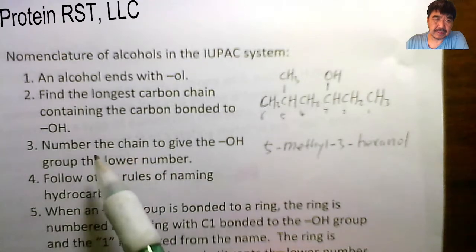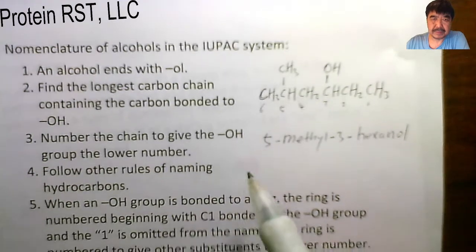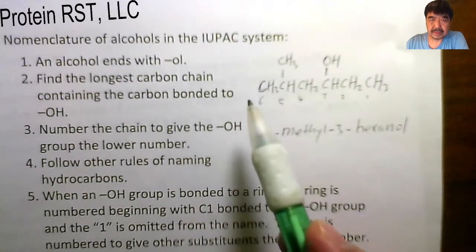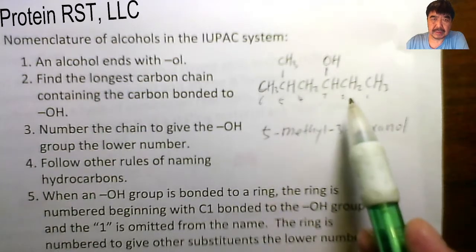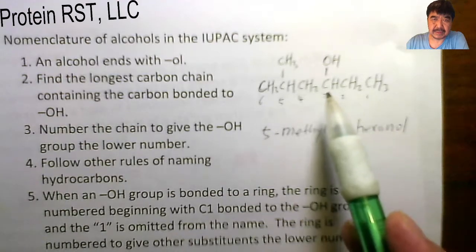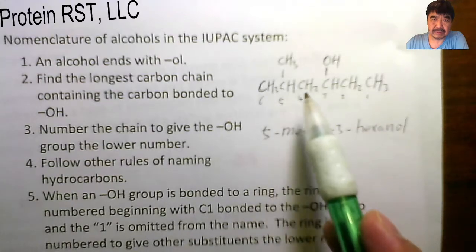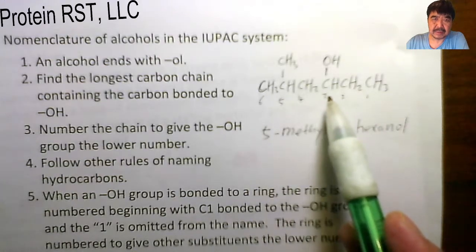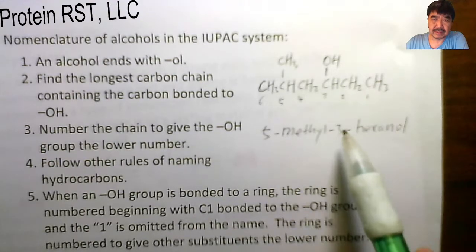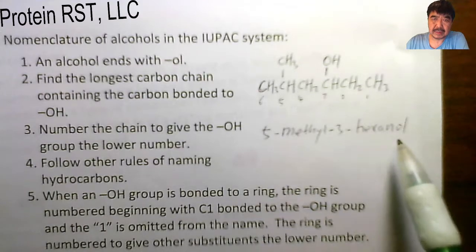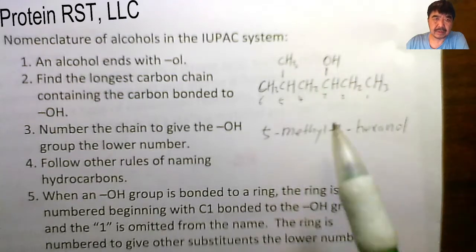Step 3, number the chain to give the hydroxyl group the lowest number. This chain we call hexanol, and then we count the carbon numbers from this side. They give this carbon number 3. If we count from this side, 1, 2, 3, 4, they give this number 4. So therefore we have to take the lower number and count from this side. So this is called 3-hexanol. It's hexanol, the 6 carbon alcohol.